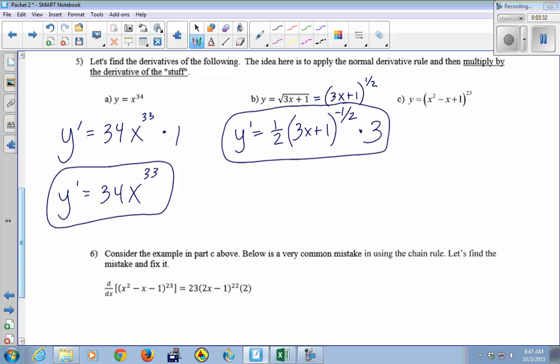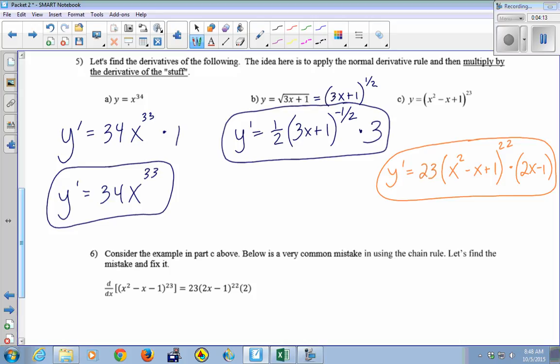Okay, and then this last one, I've got some stuff raised to the 23rd power. Apply the power rule to the stuff. Okay, so y prime is going to be 23, bring down the 23, copy the stuff, x squared minus x plus 1, raised to the 22. And then I still have to multiply by the derivative of the stuff. What's the derivative of x squared minus x plus 1? 2x minus 1. There's my derivative.